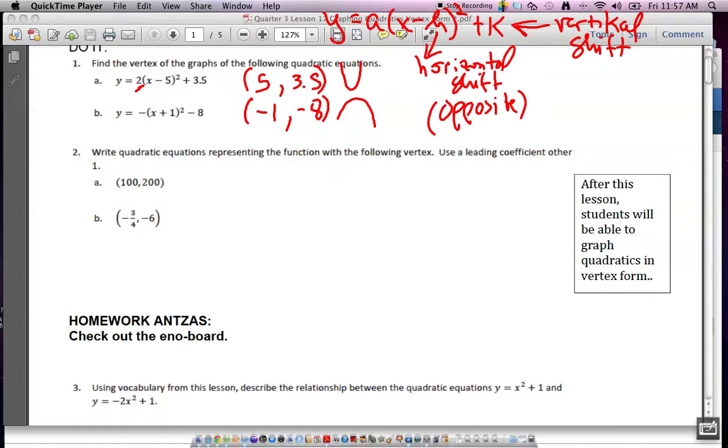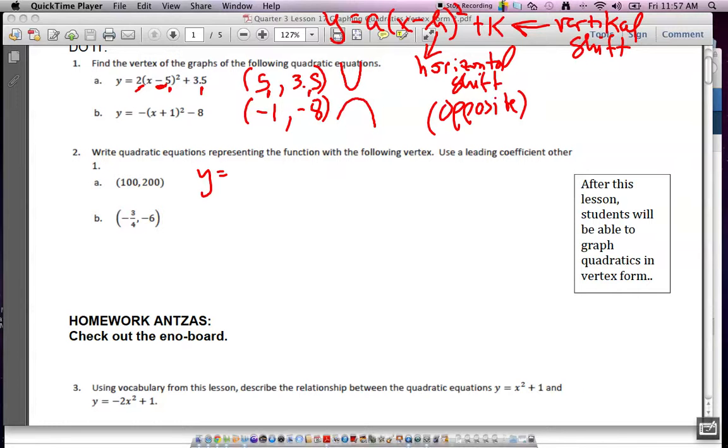Okay. This one says use a leading coefficient other than 1. Here is the vertex. So y equals, give me an equation. Someone who hasn't helped me yet. Parker, give me an equation here. Y equals? All right. Extremely important, Parker, that you understand this. The h and the k are the horizontal and vertical shift. So notice that before it was 5 here, 5 here, 3.5 here, 3.5 here. It's actually -5 and it becomes +5.